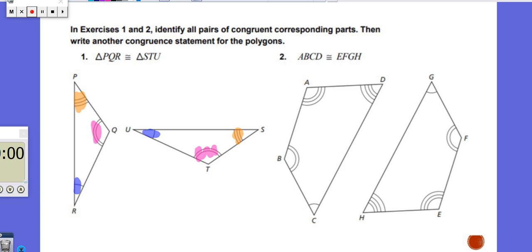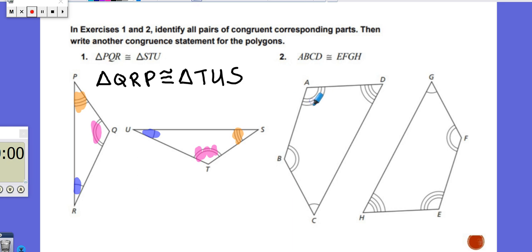So I can rewrite this statement as triangle QRP is congruent to triangle Q should match T, R should match U, and P should match S. Okay, done with that one.